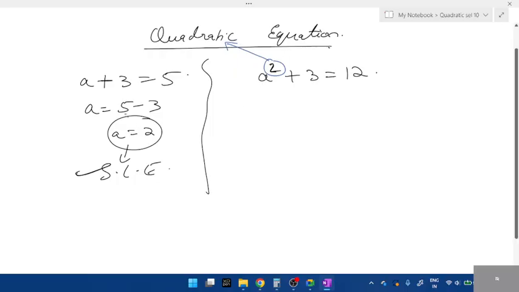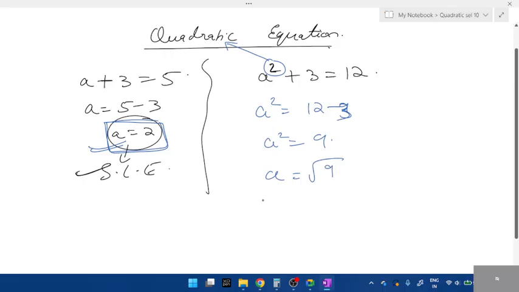So if the degree is 1, how many values did we get for a, students? Only 1 value. But if the degree is 2, a square, 3 goes to the other side. A square is equal to 9. If I want to find a, what happens to the square if it goes to the other side? Root 9. So whenever the degree is 2, you'll get two values. If you remove the root, you get plus minus 3.